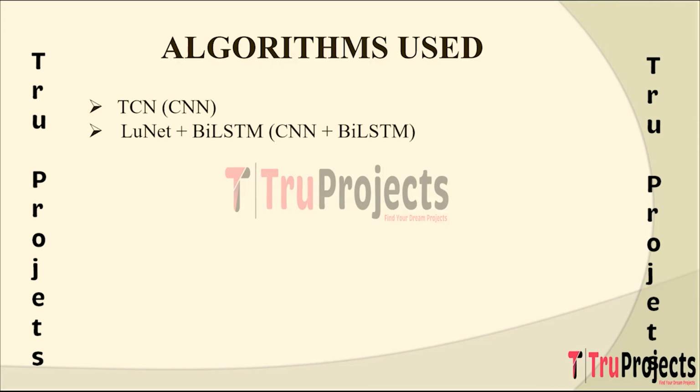LUNET plus BiLSTM. LUNET, an architecture combining CNN and BiLSTM, convolutional neural network and bidirectional long short-term memory, leverages both CNN's feature extraction capabilities and BiLSTM's ability to capture sequential information bidirectionally. This hybrid architecture combines CNN's ability to extract spatial features from network data with BiLSTM's capability to capture temporal dependencies. It aims to improve the model's understanding of both spatial and sequential patterns in intrusion detection tasks.